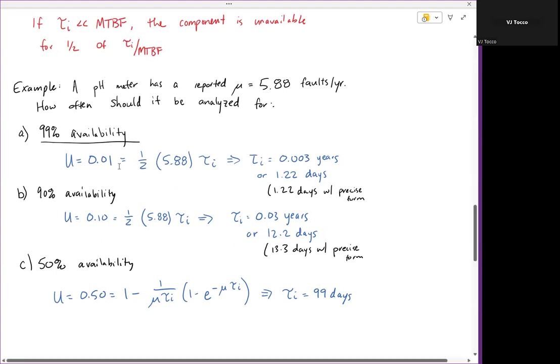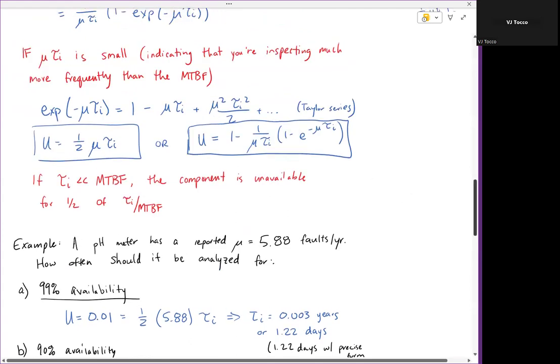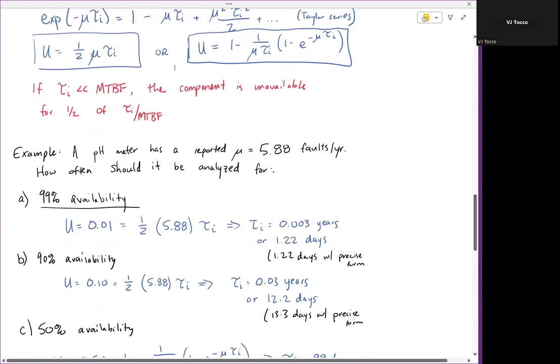So again, mathematically, what we would do is we would use this formula. So I know for sure that mu is going to be 5.88, and then Ti is going to be the inspection interval. That's what I want to calculate. And unavailability is 1 minus the availability. So if it's available 99% of the time that I need it, and again, for a pH meter, you might think if it's not a huge deal, I might be willing to sacrifice the inspection time and get away with 50% availability. But if it's something truly integral to process safety, then definitely something 99% or above may be desirable.